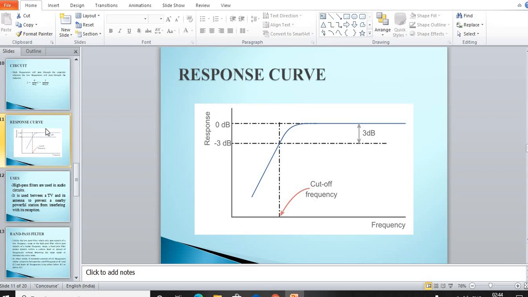Here also we are having a graph between frequency and response. Here above this cutoff frequency Fc, it will represent the pass band.